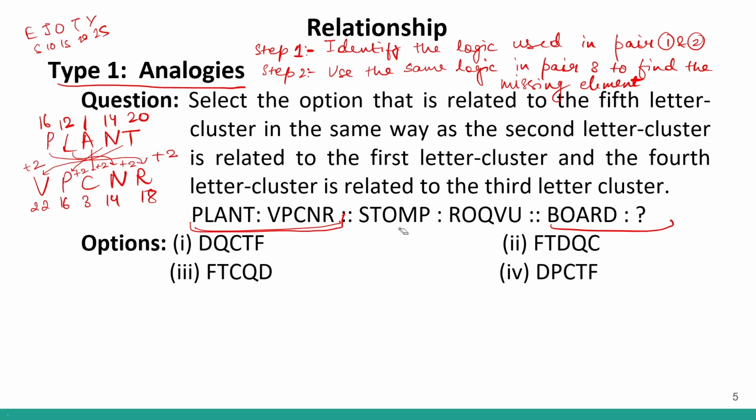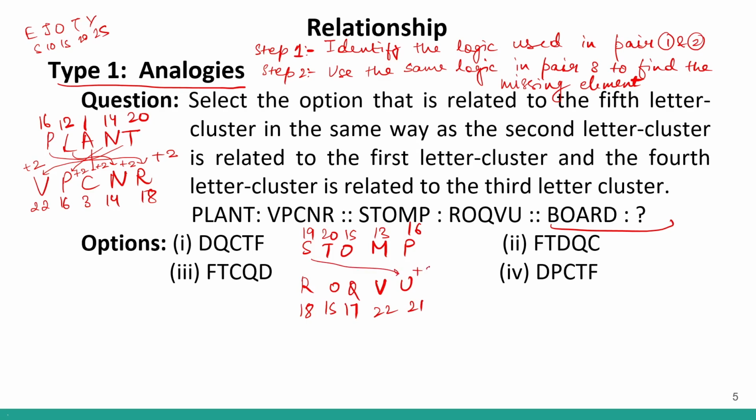Right? So let us do the same thing for STOMP. Let us check for STOMP. STOMP has been coded as ROQBU. So S is how much? 19, 20, 15, 13, 16. Similarly, R is 18, 15, 17, 22, 21. So 19 to 21 is plus 2, 16 to 18 is plus 2. T to V, 20 to 22 is plus 2 and M to O, 13 to 15 is plus 2. Similarly, O to Q is also plus 2. So this also follows the same pattern, right?